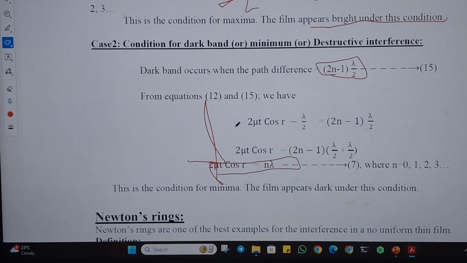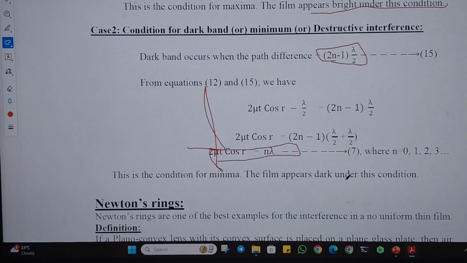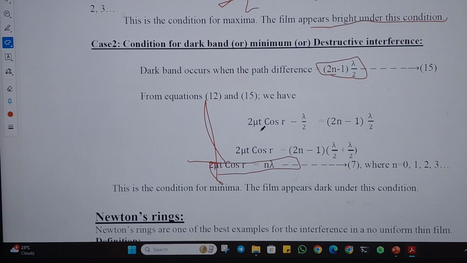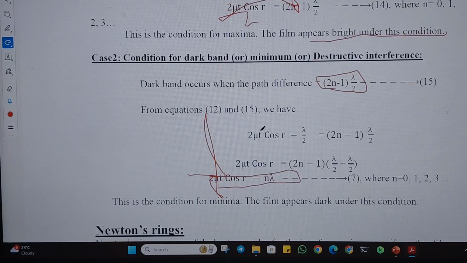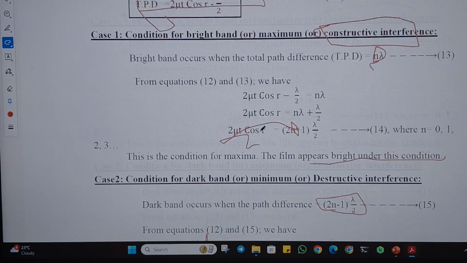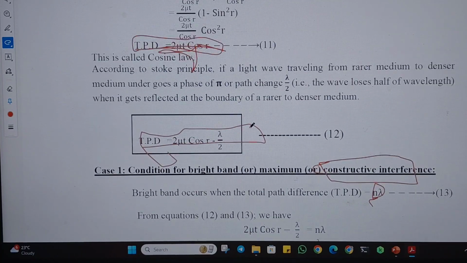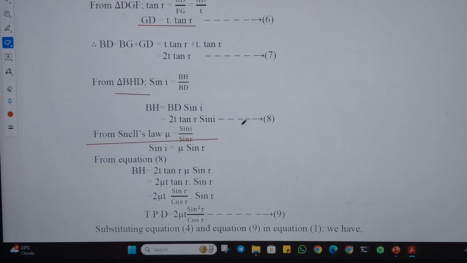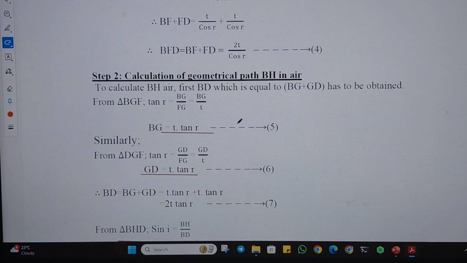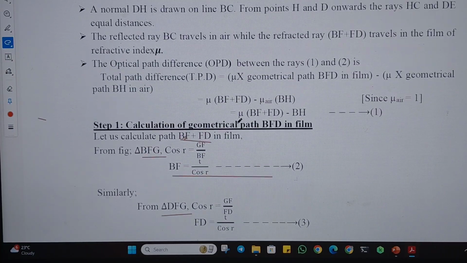Here, 2 mu t cos R equal to 2n plus 1 into lambda by 2 is the condition for bright fringes, and here 2 mu t cos R equal to n lambda is for dark fringes, that is the condition for minima. So I hope you understand why it is minima and why it is maxima, as we are taking the path difference in a parallel thin film based on interference. So this is the main important topic in parallel thin films in interference.